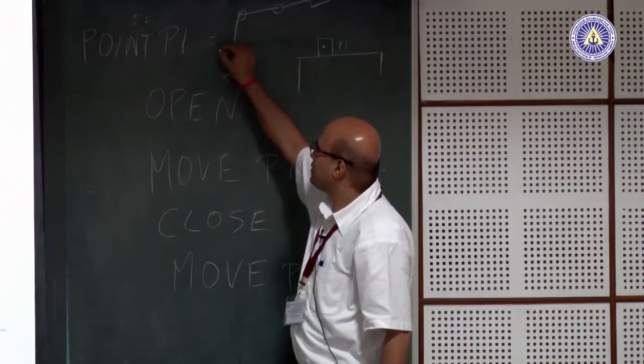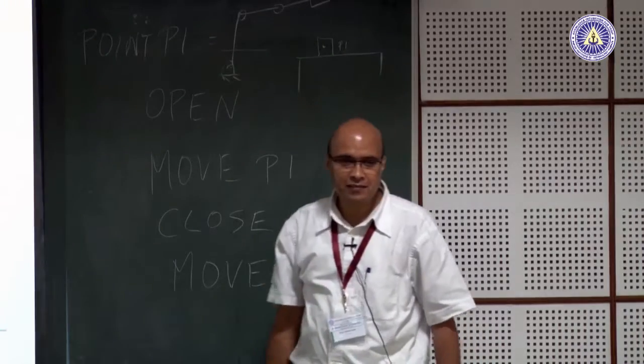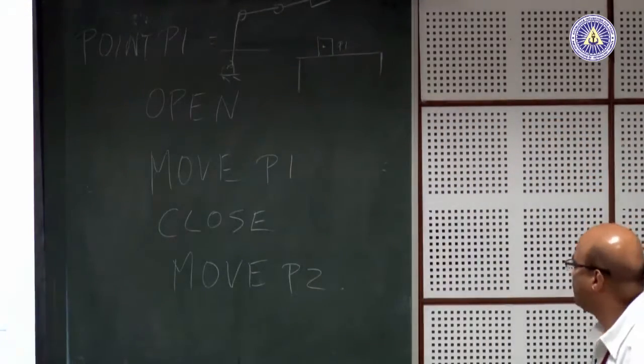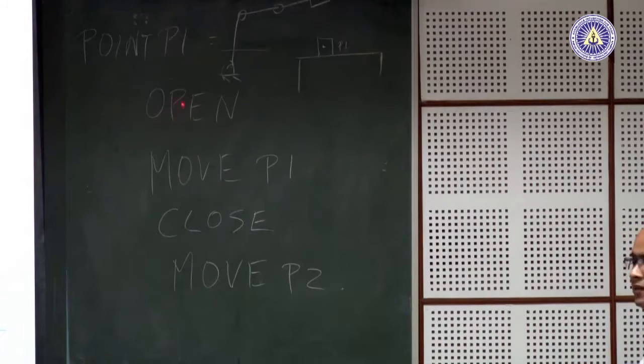So, point P1 is taught, coordinates are given, then it says open, which means open the gripper, then it says move P1. So, this is my point P1, and it moves there to P1. Then I say close, so the gripper closes, and then I say move P2, P2 is some point on top. So, you understand this, right? It's very simple. Is this correct?